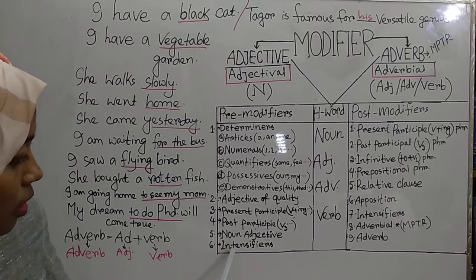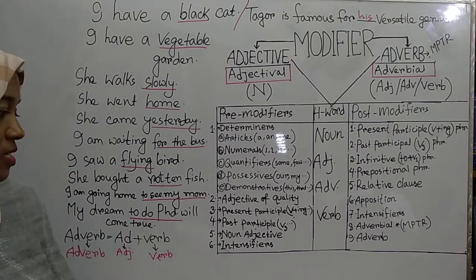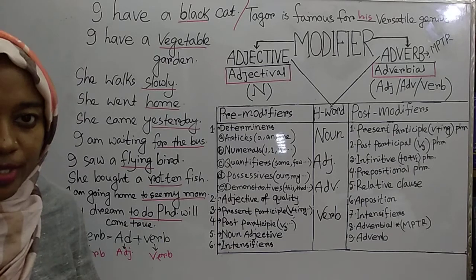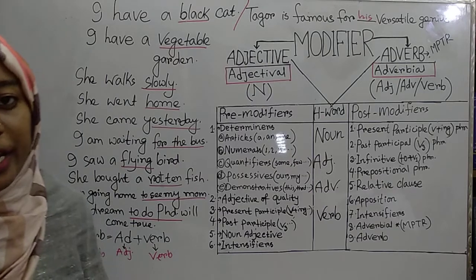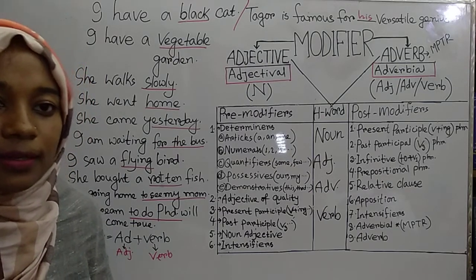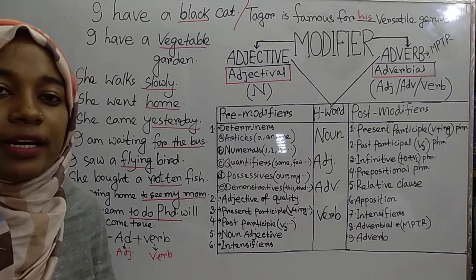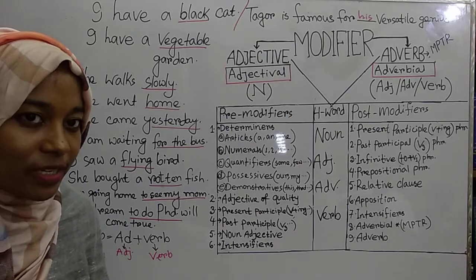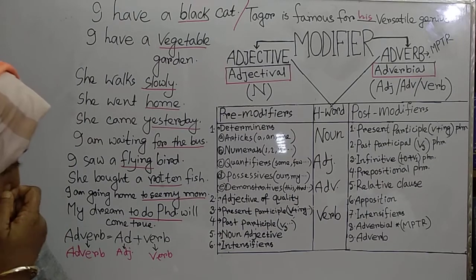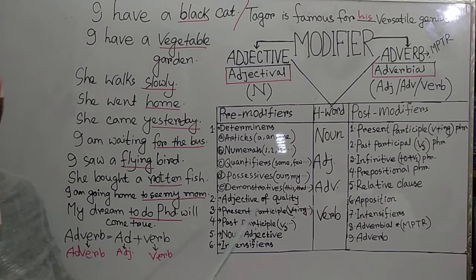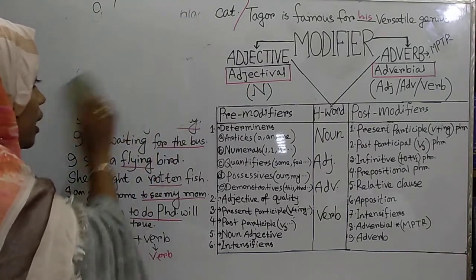Then next, here is intensifiers. Intensifiers are words that make the meaning of an adjective or adverb stronger or weaker. Basically, intensifiers are of two kinds: positive intensifiers and negative intensifiers. Here we can use some examples about intensifiers.